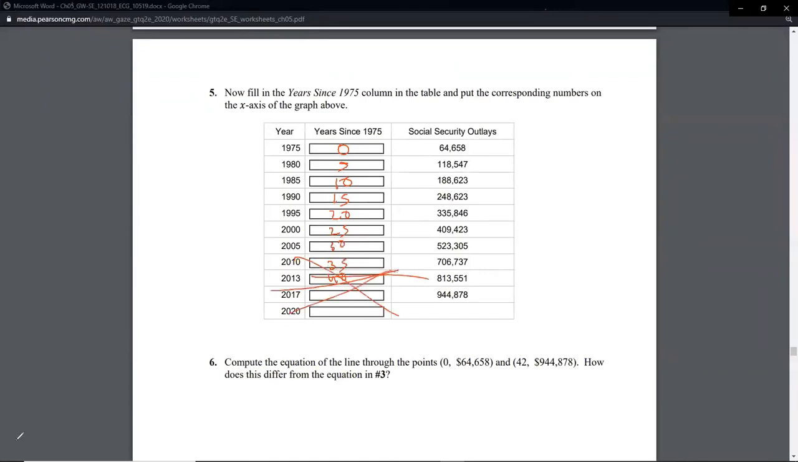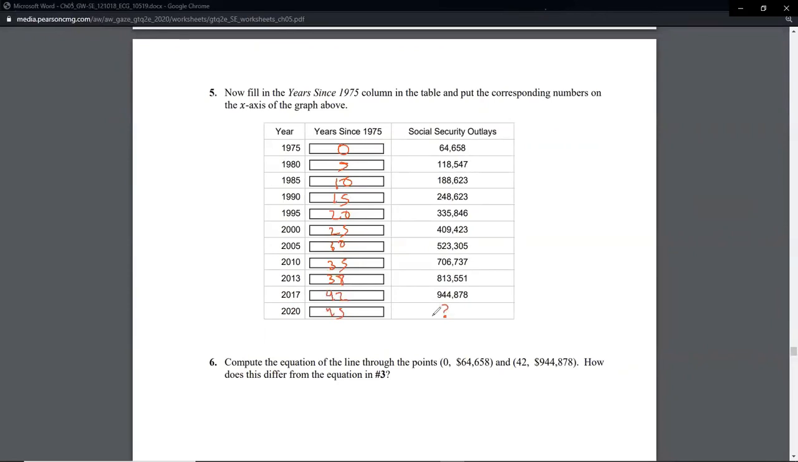No, wrong. See, a lot of people get stuck right there, and they go, oh, okay, I'm just adding 5 years over and over and over. What's happening? Pay attention. You get used to, oh, it's just going up 5, 5, 5. But no, this only went up 3 more, so that's 38. Then 2017, that's another 4, so that's 42. 2020 would be 45, and there's still no Social Security outlays there. So we can't use that as a true point.